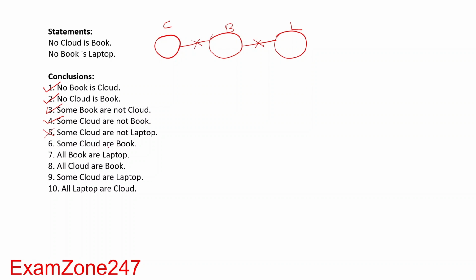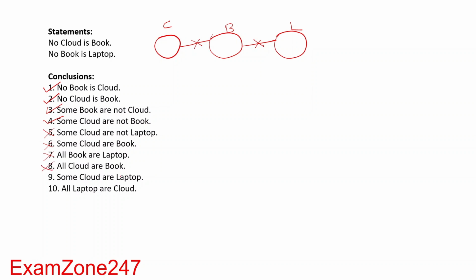Some cloud are book. There are some cloud which are book. No, it is definitely wrong. All book are laptop. All the books are laptop, but there is no relation as given, so this is also wrong. All clouds are books. They are telling all clouds are books. Definitely wrong.